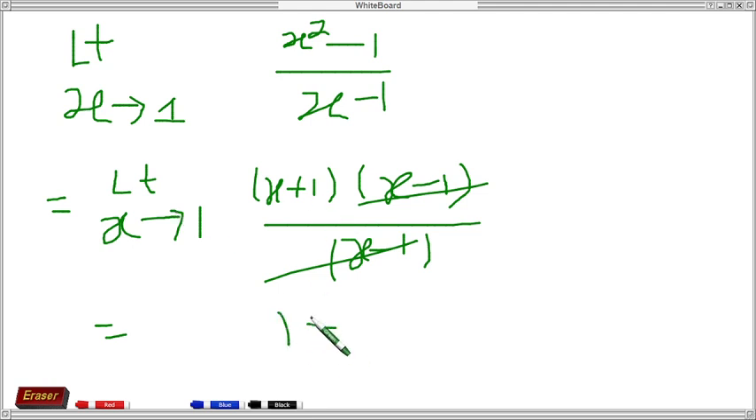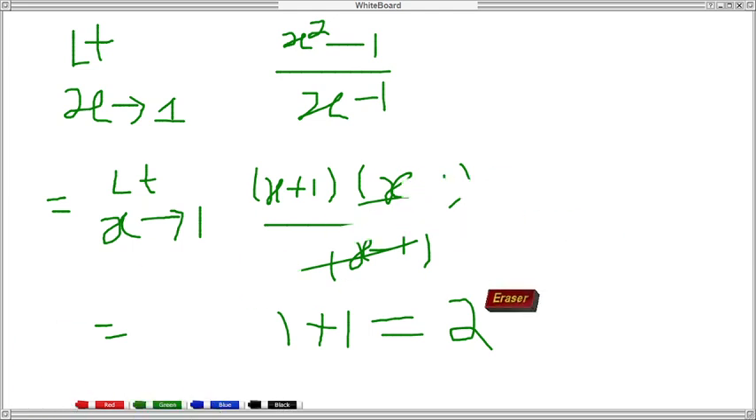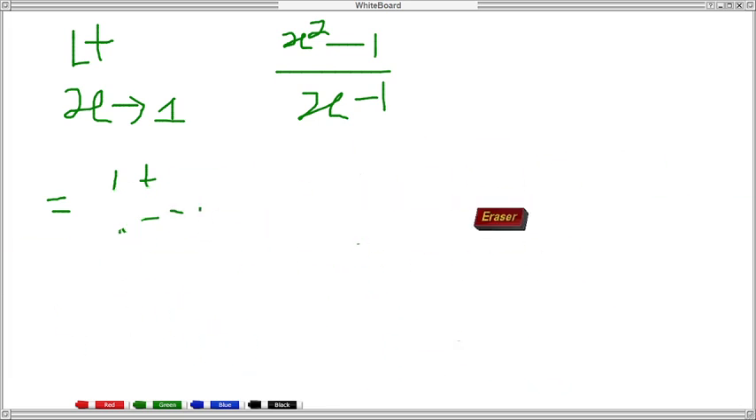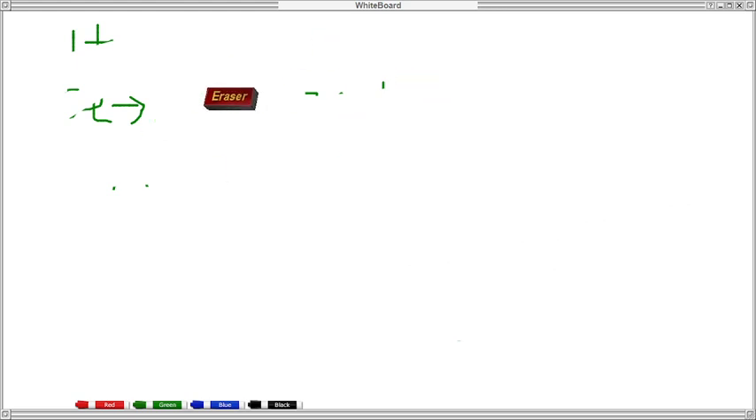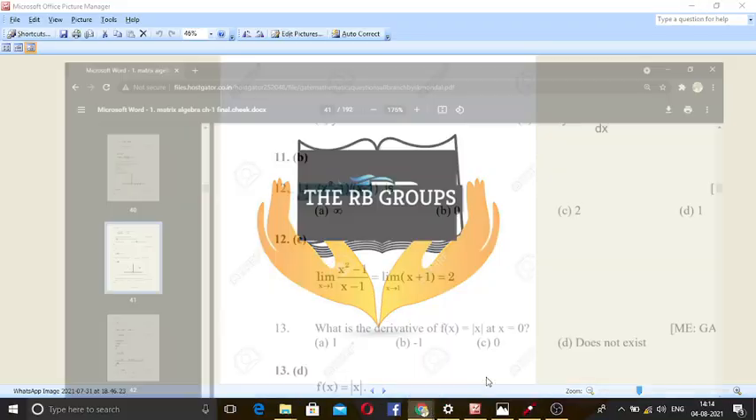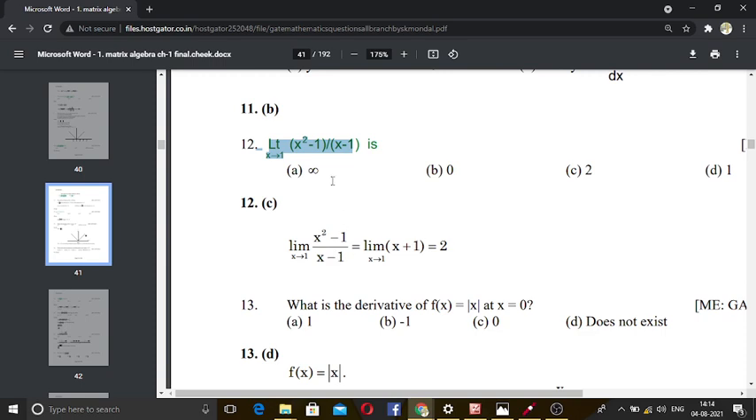So 1 plus 1, that means 2. So simply your answer will be 2. That means option number C.